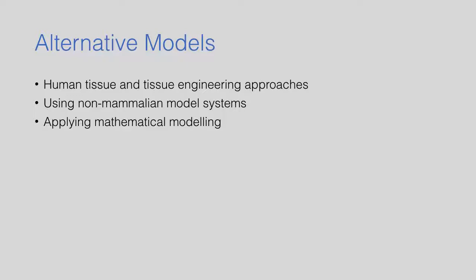There are 3 alternative models to animal testing: human tissue and tissue engineering approaches, which may appear to be the most plausible method for asthma research; using non-mammalian model systems, as it's thought that the pain and stress felt by these types of organisms is considerably less than their mammalian counterparts; and finally, applying mathematical theory to certain aspects of asthma's mechanisms.